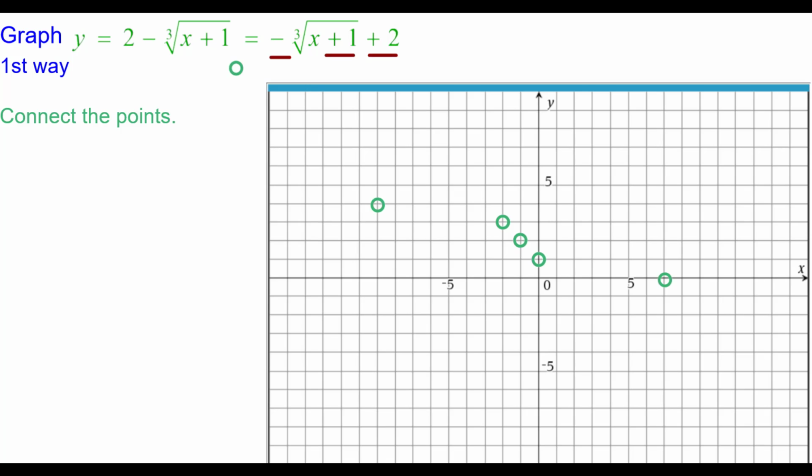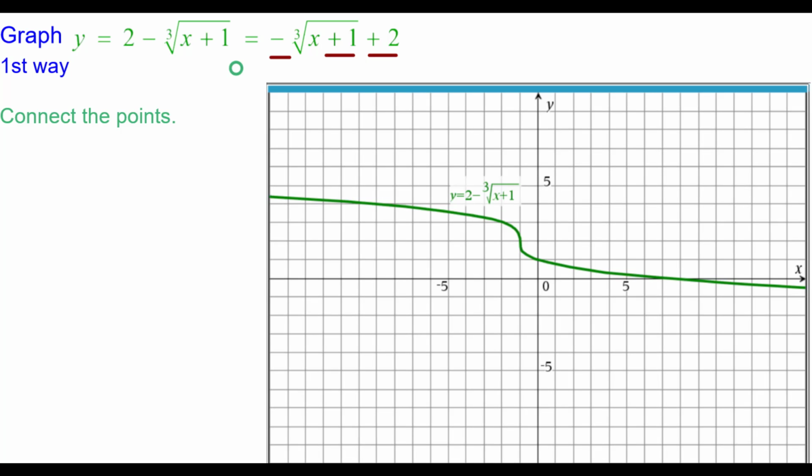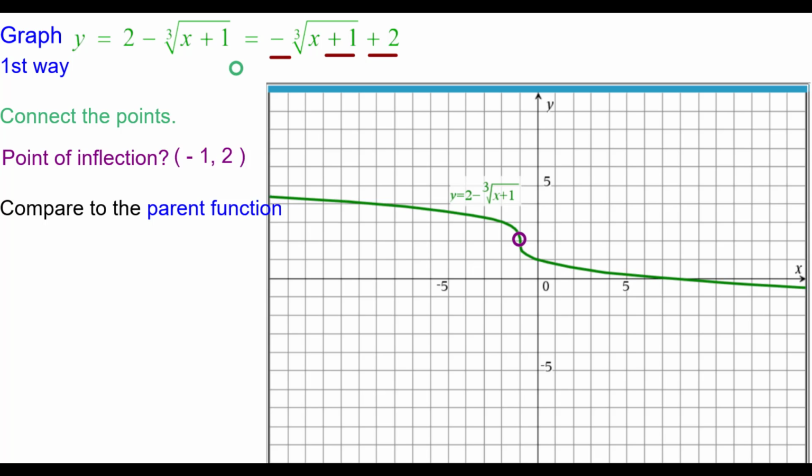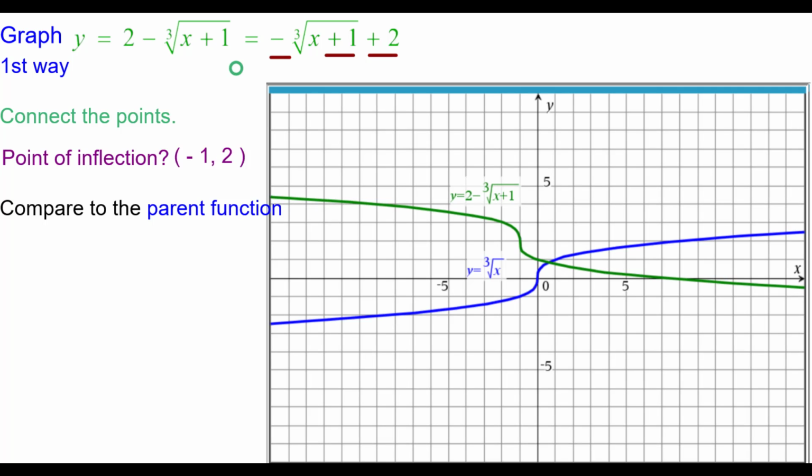Connect the points to look like a cube root curve. Point of inflection at negative 1, comma 2. And compare it to the parent function, and you can see it's been flipped and moved because of the negative and the plus 1 and plus 2.